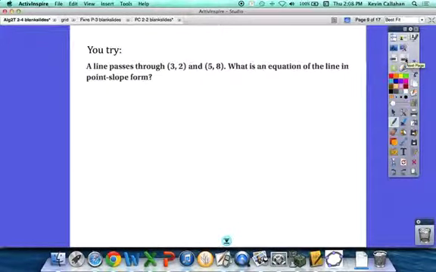Okay, do the same thing. Given 2 points, write your equation in point slope form. And just so we all get the same thing, let's use the first point as x1, y1. So calculate the slope and then plug in for the slope x1, y1. What do you get?